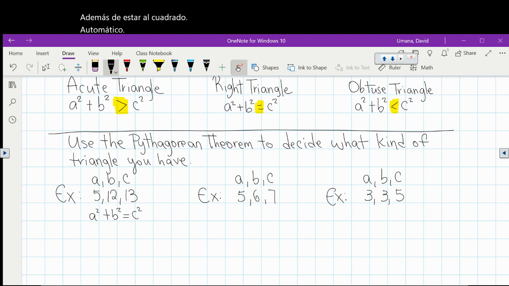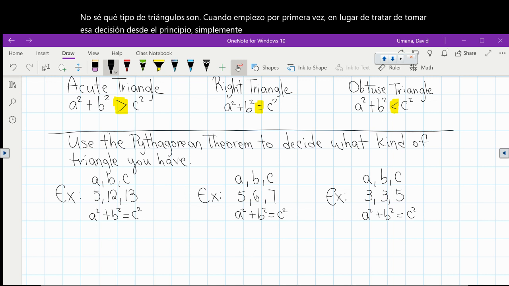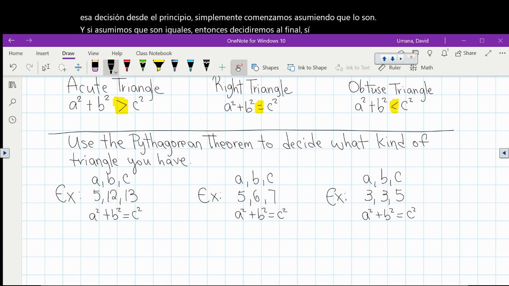Don't start with greater than, don't start with less than, automatically just a squared plus b squared equals c squared, for all three. So all three start the same way. I don't know what kind of triangles they are when I first start, so instead of trying to make that decision from the beginning, we just start with assuming that they're equal. And if we assume that they're equal, then we'll decide at the end of it, yes, it's true, no, it's false. Okay? Julian?